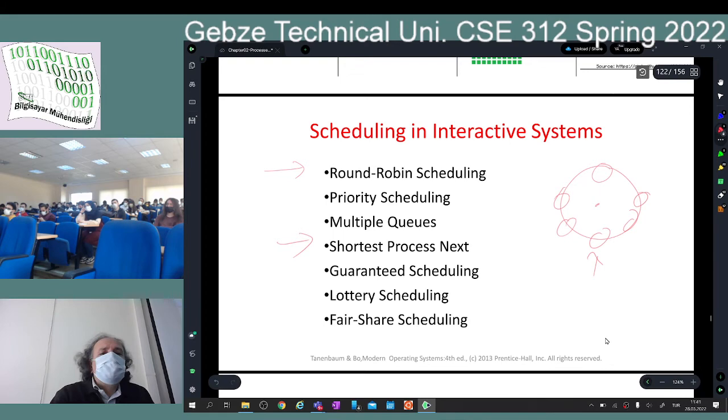And then there will be some questions about fairness and guarantee scheduling, lottery scheduling, fair share scheduling.